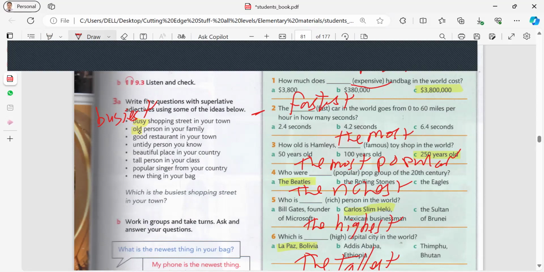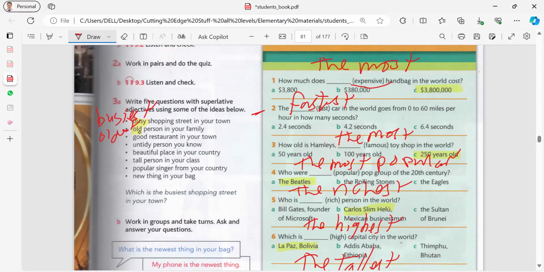What is the best restaurant in your town? Untidiest. Type most beautiful. The most beautiful place. The tallest. Who is the tallest person in your class? The most popular singer. Newest. Now I give you some questions here.